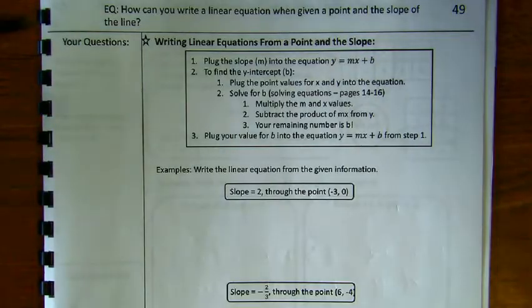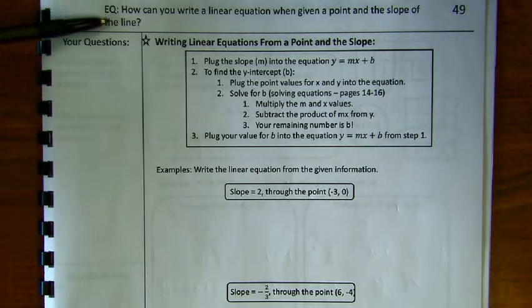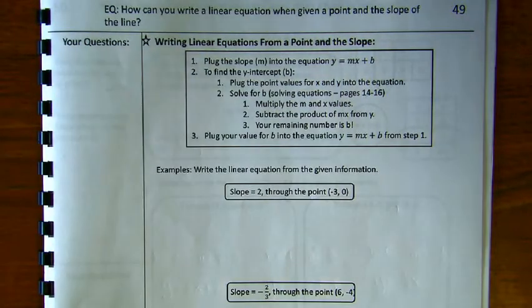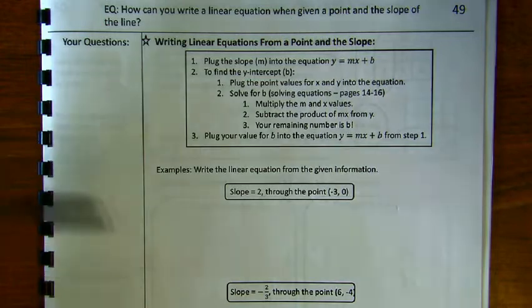Hey Tigers, we are going over page 49 of your notes today. We will be talking about finding or writing linear equations when given a point and the slope. Our essential question is: how can you write a linear equation when given a point and the slope of the line? We are going to go over some steps here.